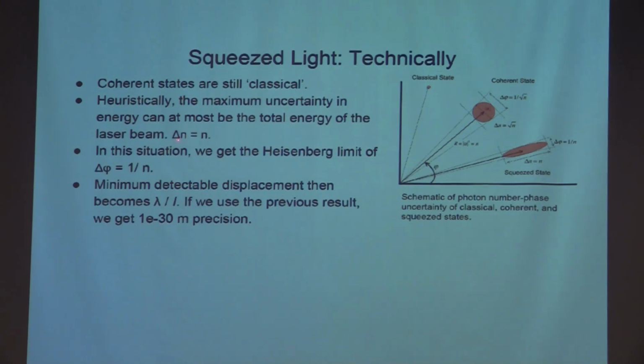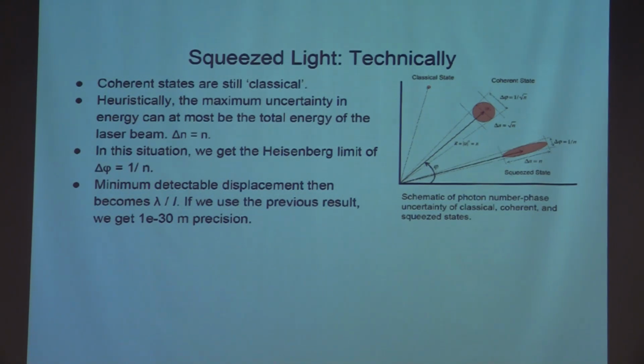When delta n equals n, this is the Fock state. And when it's true, then your delta phi will be 1 divided by n. Not square root of n, but n. And this can only happen when it's extremely strongly squeezed here. So an extremely non-classical state. It's different from entanglement. It's an effect of squeezing. It's a separate effect in quantum optics. So that's what it is. It's called the Heisenberg limit.